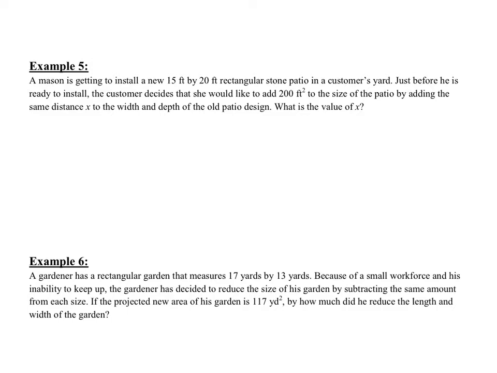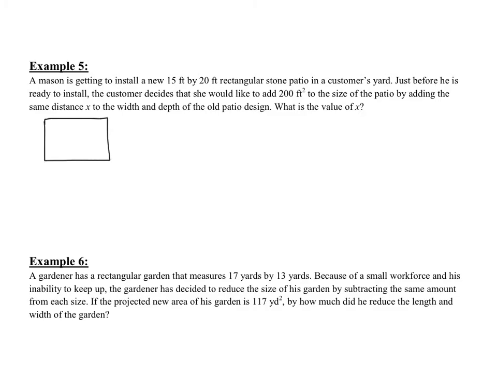Let's check out example number 5 here. Example number 5 has you doing a little bit of speculating, and it's going to involve a diagram, even though the diagram isn't pictured. So let me see if I can help you draw it and then help you figure out the solution and really what it's asking. A mason is getting ready to install a new 15 by 20 foot rectangular stone patio in a customer's yard. Before he's ready to install, the customer decides that she would like to add an additional 200 square feet to the size of the patio by adding the same distance x to the width and depth of the old patio design. So here's kind of how this is going to break out.